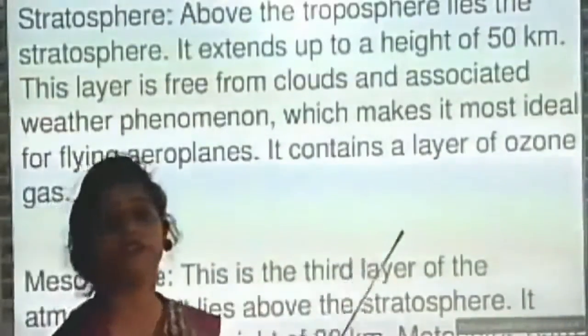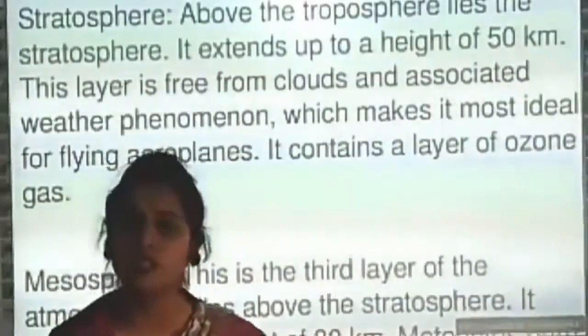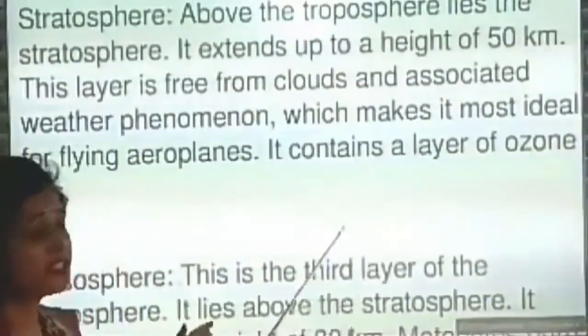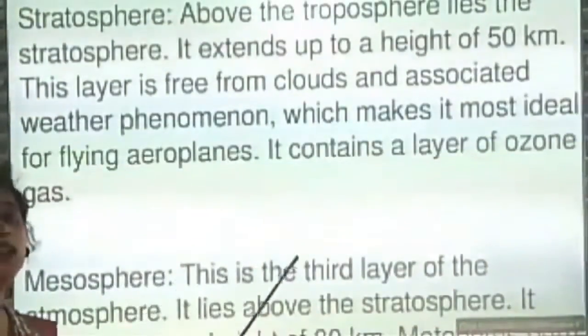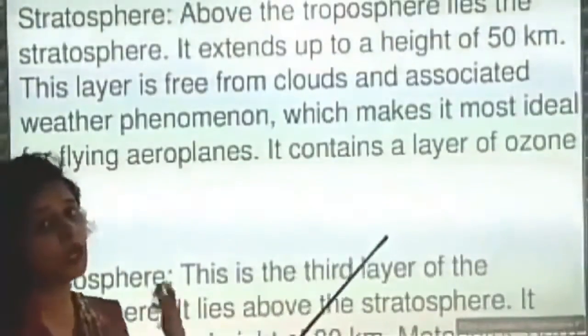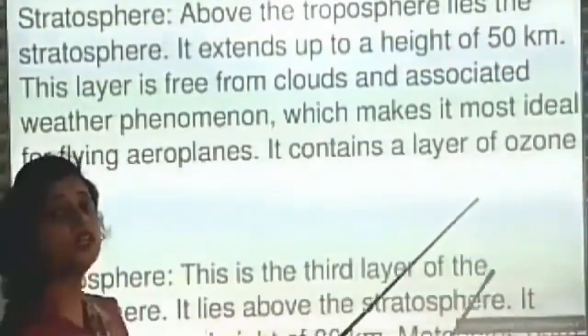the ultraviolet rays that come from the sun. So it saves us from the ultraviolet rays from the sun. This ozone gas is very beneficial for all human beings. All the life that happens on the Earth is possible because of the ozone layer.